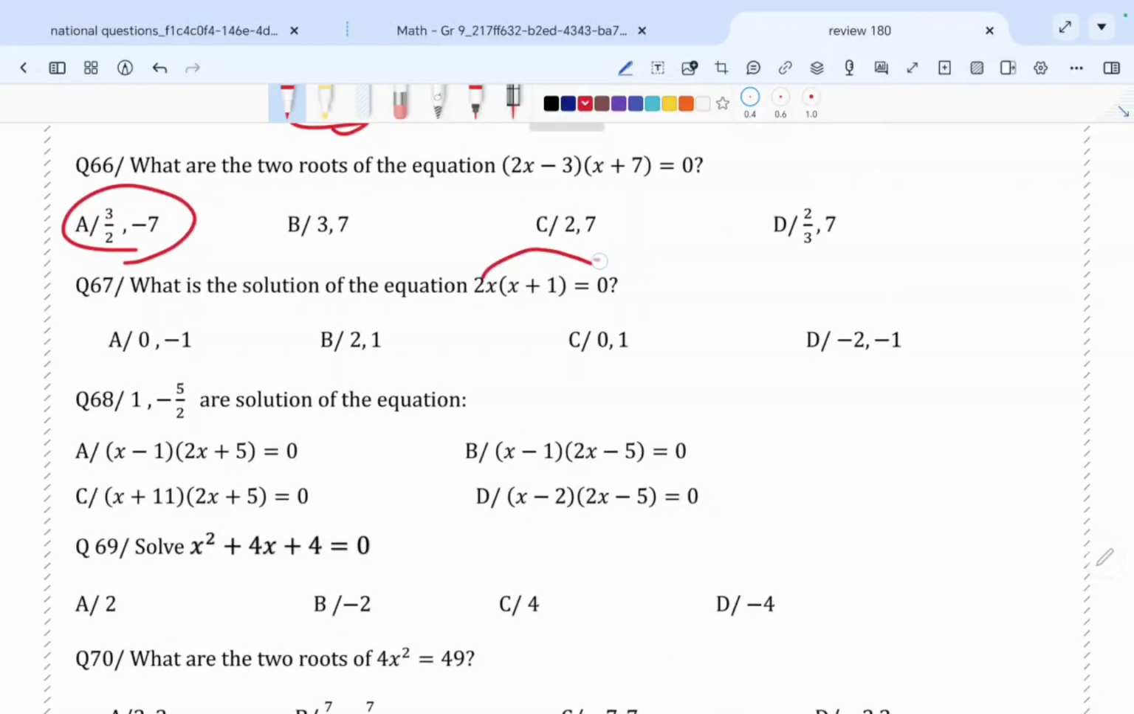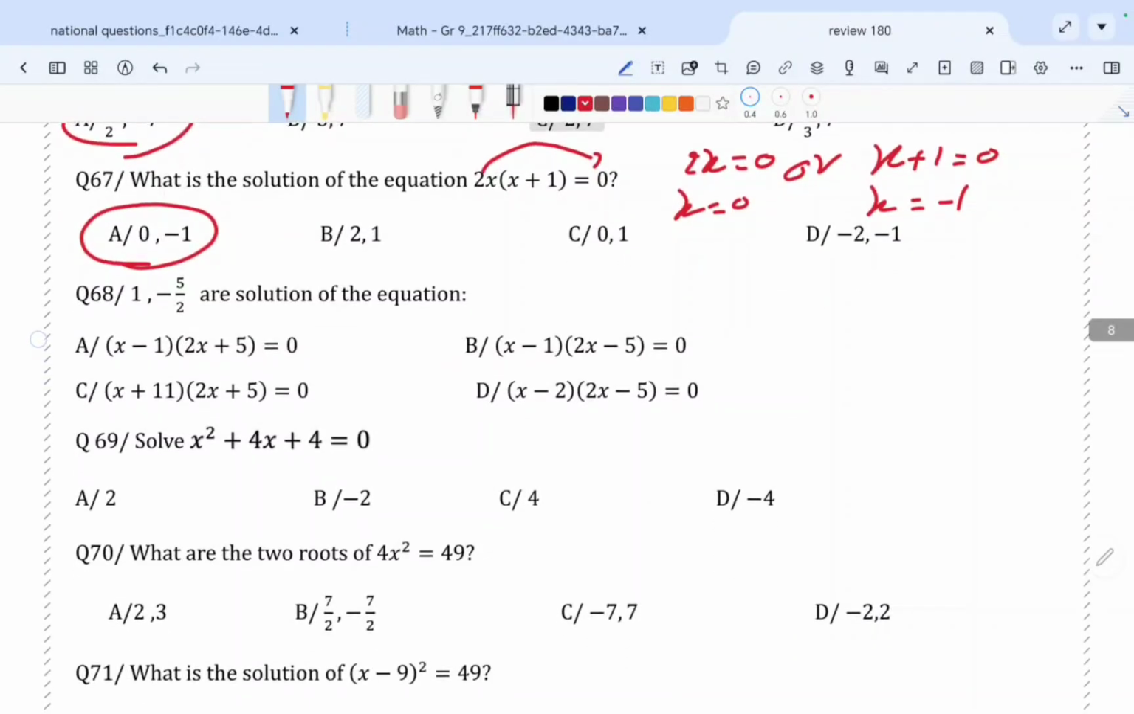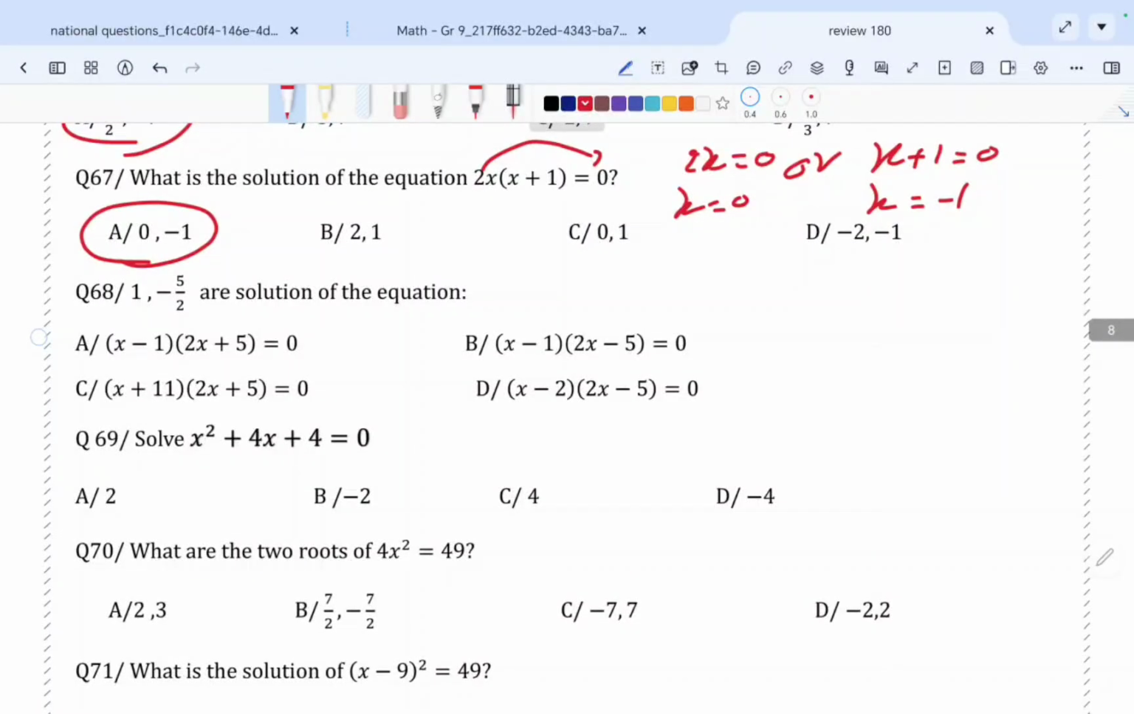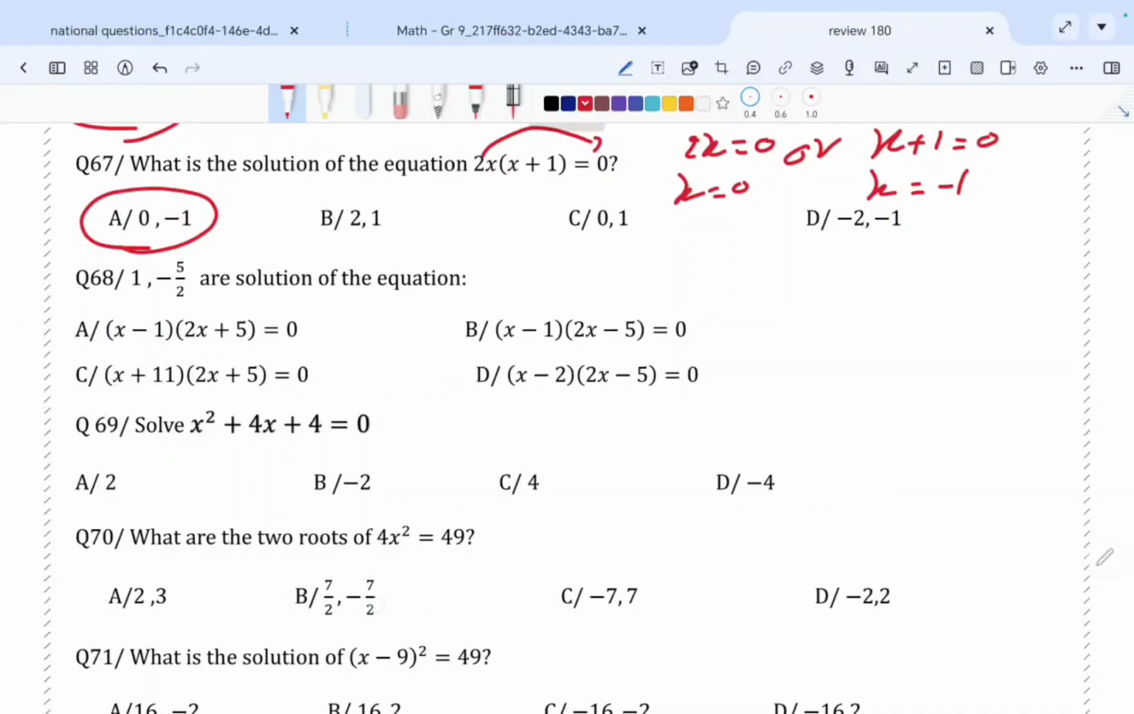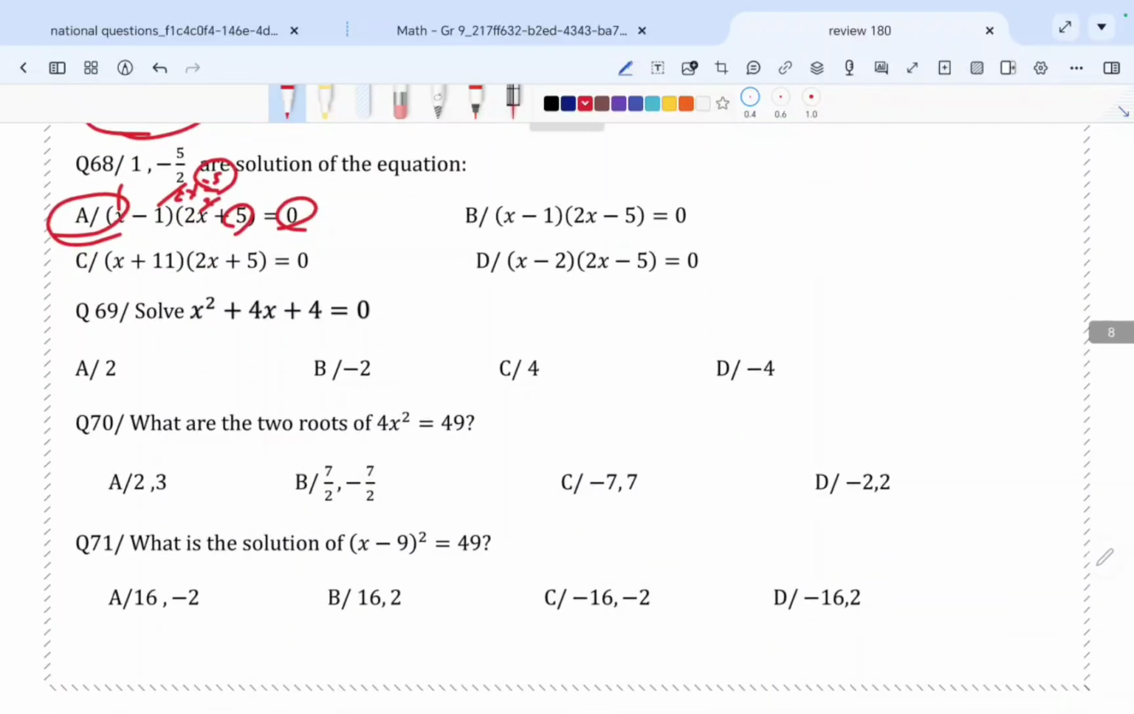Question 67. 2x equals 0, x equals 0, or x plus 1 equals 0, x equals -1. So which one is 0 and -1? A. 1 and -5 out of 2 are the solutions of the equation. If we put it in A, 1 minus 1 equals 0. For here, we will say 2 times -5 out of 2. They cancel each other. -5 plus 5 equals 0. So A is the correct answer.